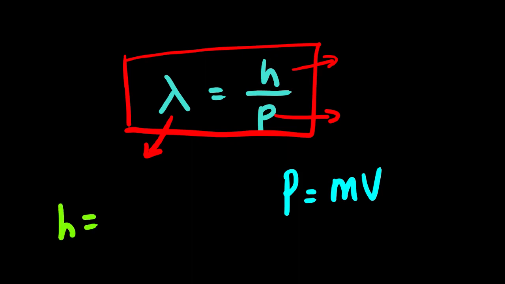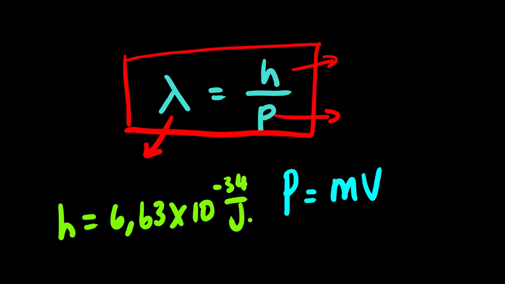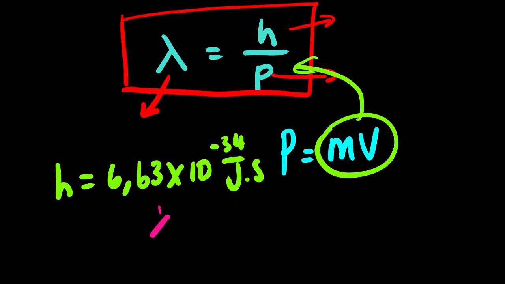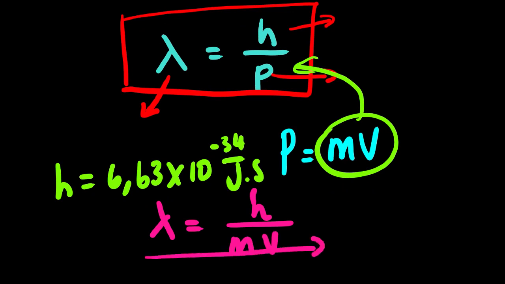The Planck's constant is equal to 6.63 times 10 to the power negative 34. The SI unit is joule second. So plugging this into the equation, we are going to have wavelength equals Planck's constant divided by the mass multiplied by the velocity. So in this lesson video, we are going to look at practice questions where we apply this equation.